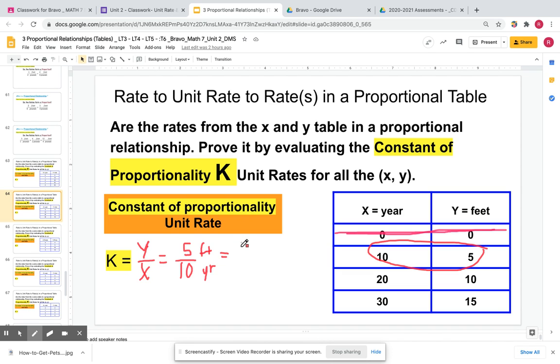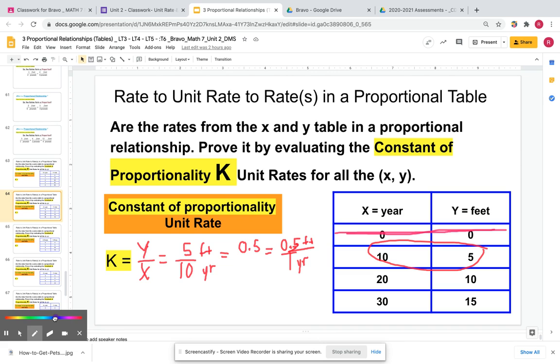Okay, I hope you were able to do that and tell me that it's 0.5, which can be rewritten as 0.5 over 1. The bottom is representing years and the top is representing feet. So basically what it's saying is that you are growing 0.5 feet every year. That's a small growth, and as you can see in the table, it's definitely growing really small. Now, is it proportional? I don't know yet.